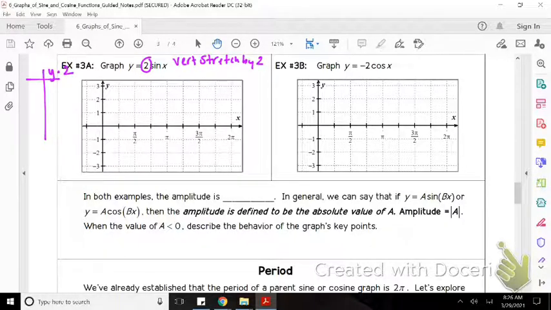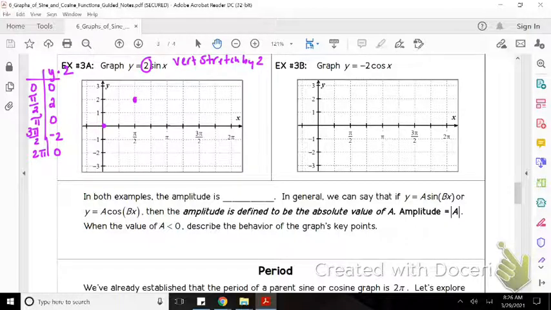So go back and look at your sine table, okay? My x's are going to stay the same, so I'm just going to rewrite them. And my y's are all going to be multiplied by 2. So 0 times 2, 1 times 2, 0 times 2, negative 1 times 2, and 0 times 2. And then you can just graph these ordered pairs.